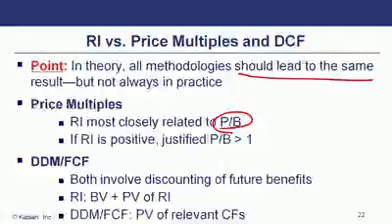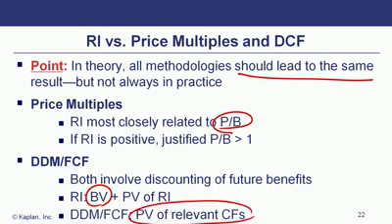Whereas dividend discount and free cash flow both involve discounting future benefits as well as that terminal value all the way at the end. Whereas residual income starts with a base value and then just adds additional return over the fair return onto that book value. All right? And so dividend discount and free cash flow is just the present value of these relevant cash flows as opposed to an add-on to book value.